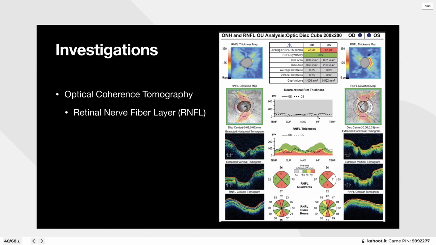The only difference in this patient that I'm showing is that they have very, very large nerves. Most nerves are about 1.5 to 2.5 square millimeters. This patient's nerves are about 3.5 millimeters and 2.8 millimeters. So a bit larger, but certainly this patient has glaucoma from an optic nerve assessment side of things.